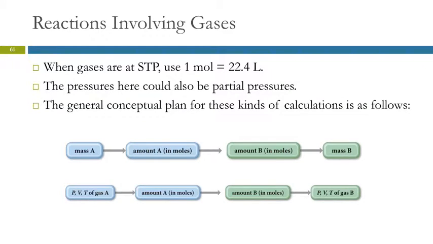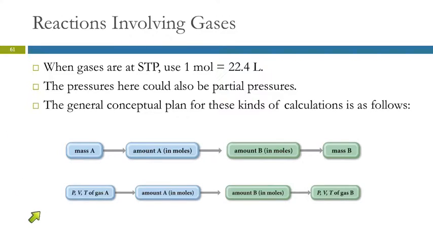So if you're doing a problem and it says at STP, your life will be easier, because we know that at STP, 1 mole of any gas is 22.4 liters. And so that equation is going to be much simpler. And just be aware, you might also have pressures that are partial pressures, so you've got to watch out for that.